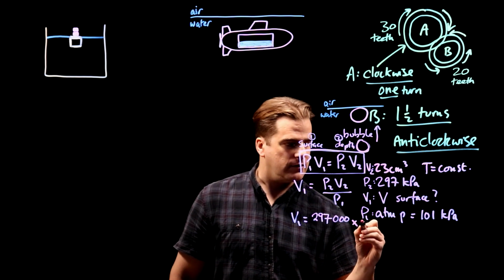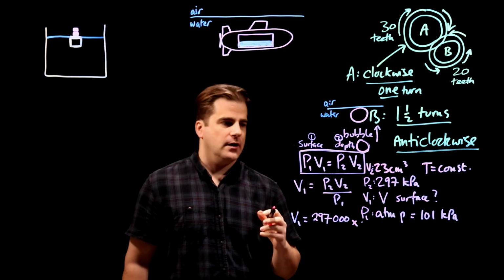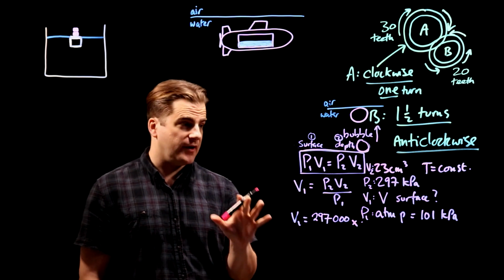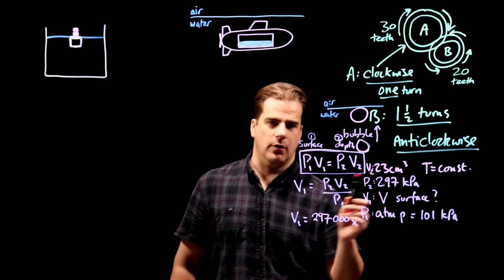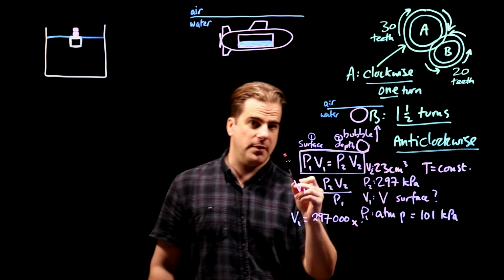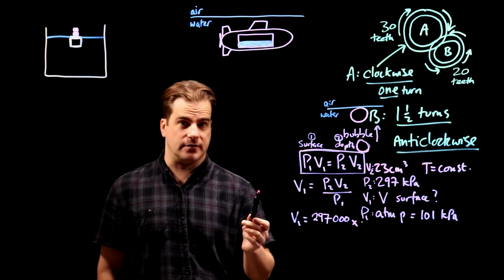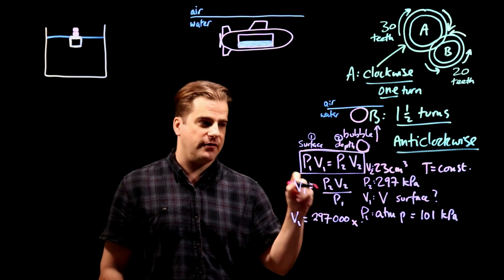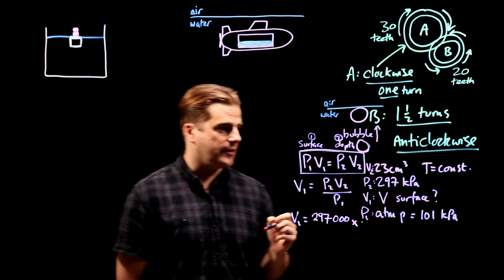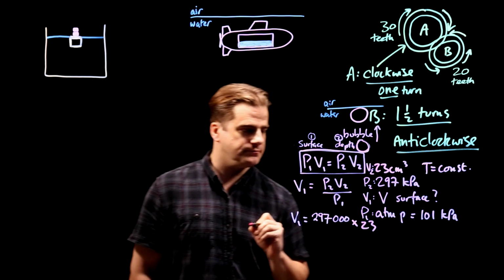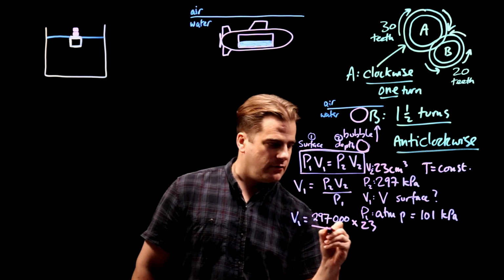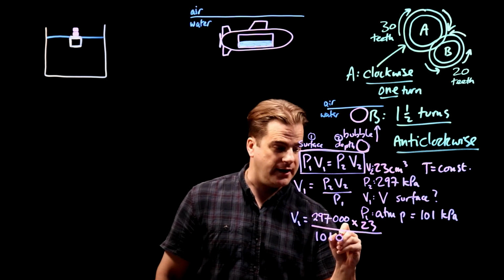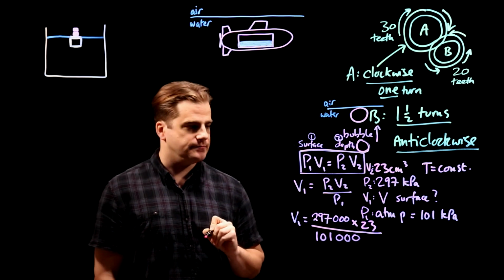V2 is... Now, I know I always tell you to work in meters, and you could be forgiven for converting that cm cubed into meters cubed. However, if you look at the answer sheet, it wants you to give the answer in cm cubed. So we're going to leave it at cm cubed. So it's times 23. P2 V2, all divided by P1. Atmospheric pressure is 101 kilopascals. Good.